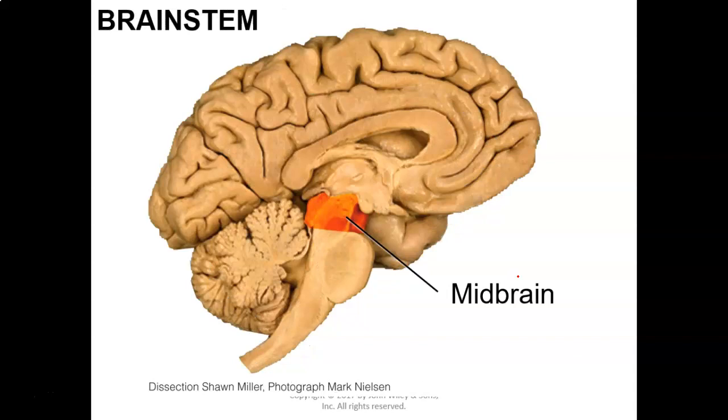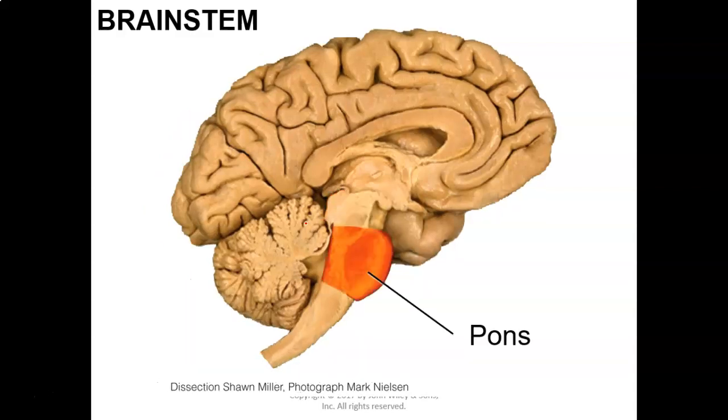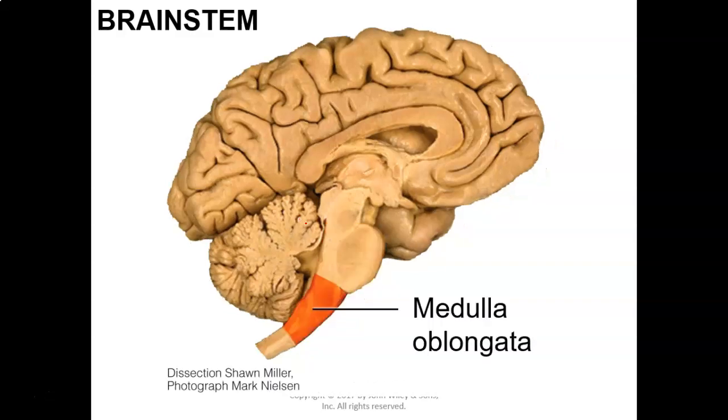Next part. The next part of the brain we're going to look at is the brainstem, and there are 3 parts of the brainstem. There's the midbrain. That's this guy right here. Now, I'm going to cover all 3 individual parts first, and then I'll go into more detail. The midbrain is the first part of the brainstem. Secondly is the pons. The pons is the second part of the brainstem. And lastly, you have the medulla oblongata. That's the third part of the brainstem.